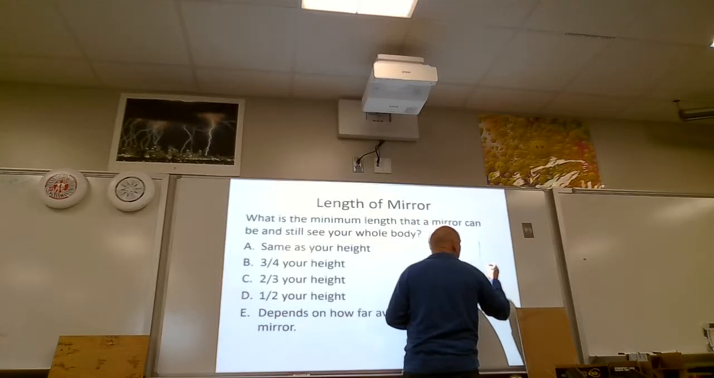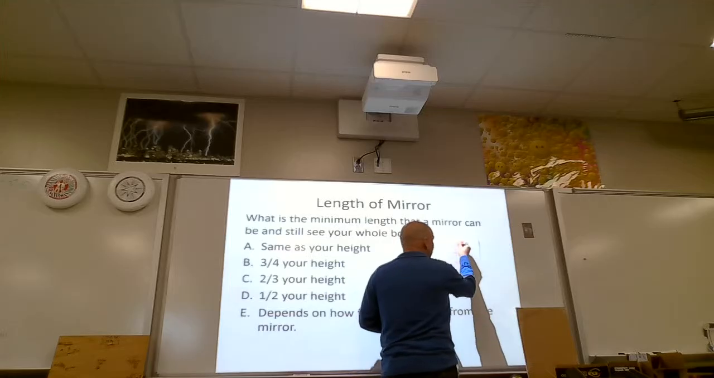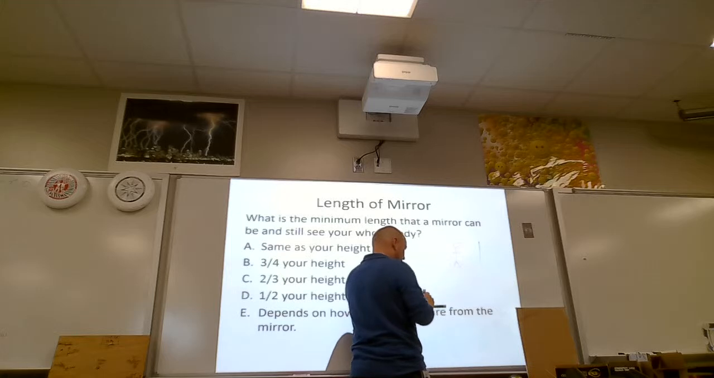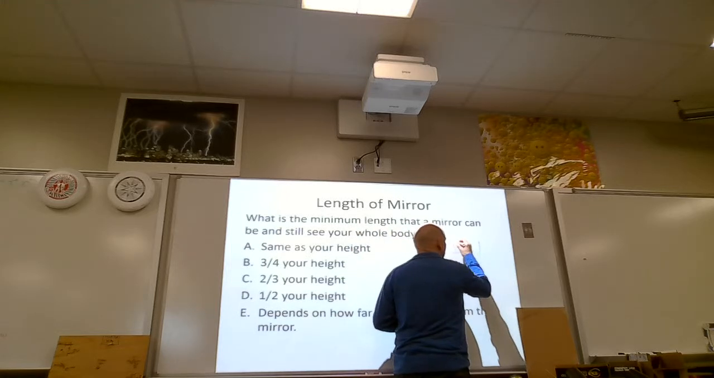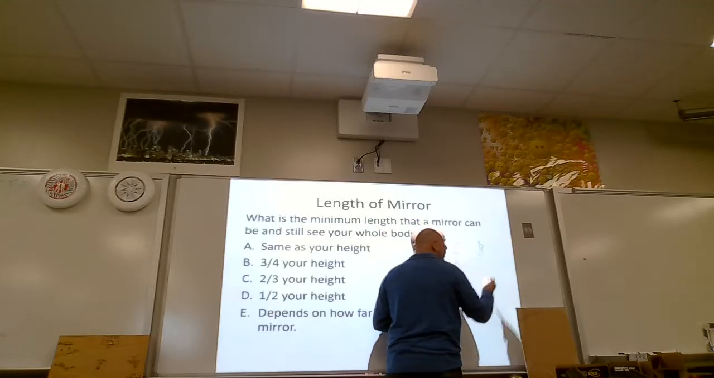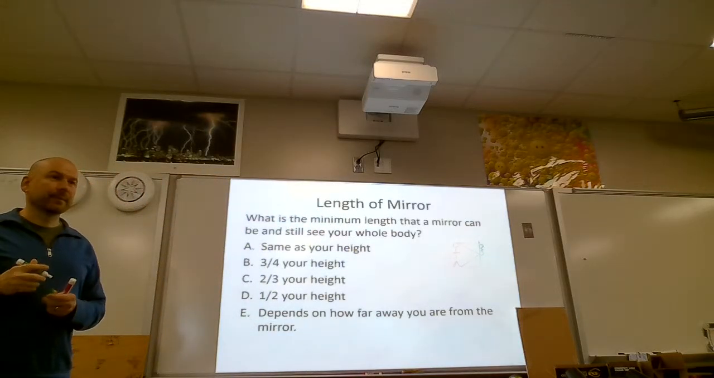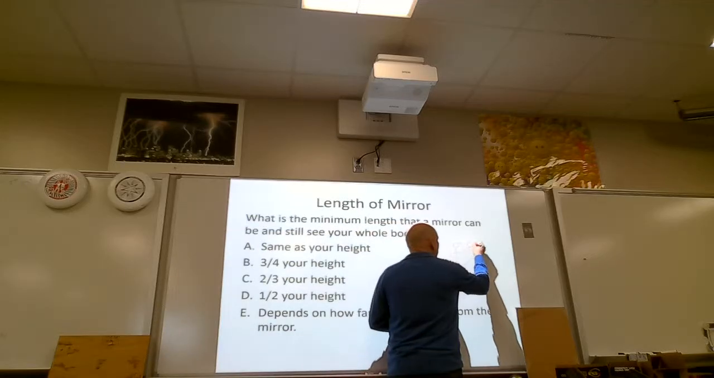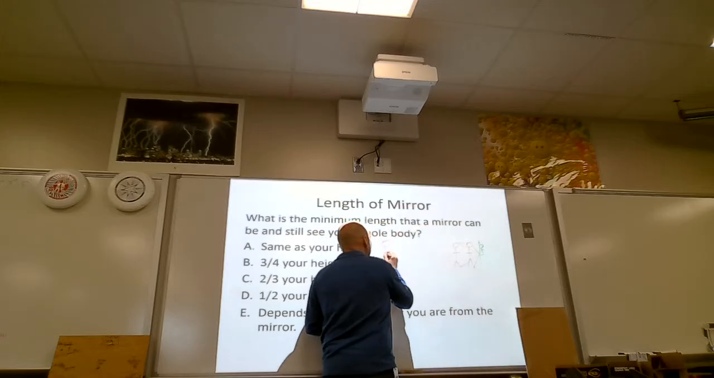Here's your mirror. You have your full length body mirror. But you only need light coming from the top of your head, bouncing to your eye, you only need that part. And light coming off of your toes, going into your eyes. You only need this part of the mirror to see your entire body, regardless of how close you are, or out here, does not matter.